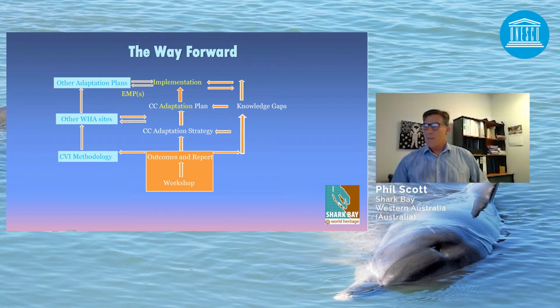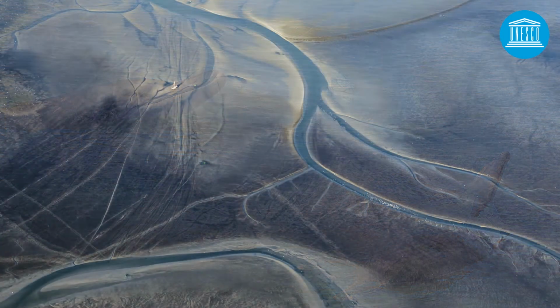The steps in between, we do have to address the knowledge gaps. We need to consider what our adaptation strategy is and undertake the planning process. So I guess the boxes on the left-hand side there will be other World Heritage sites going through this and other adaptation plans, and they'll be really useful reference points for us. So that's all I had. Hopefully that gives you a reasonable overview of the application at Shark Bay.